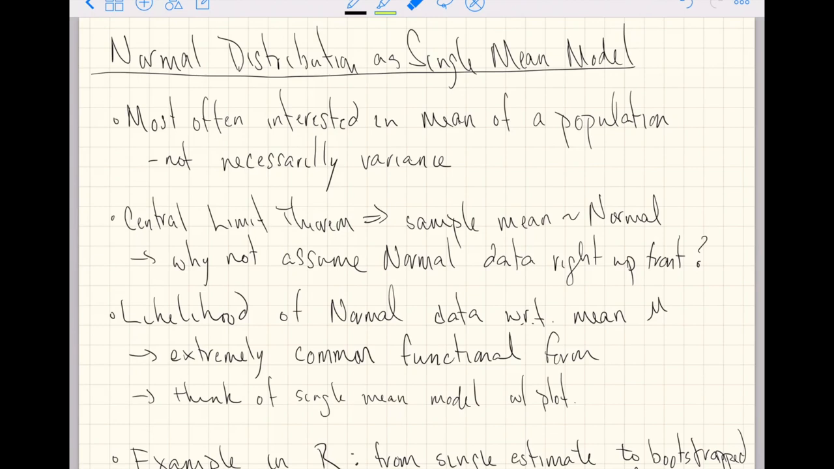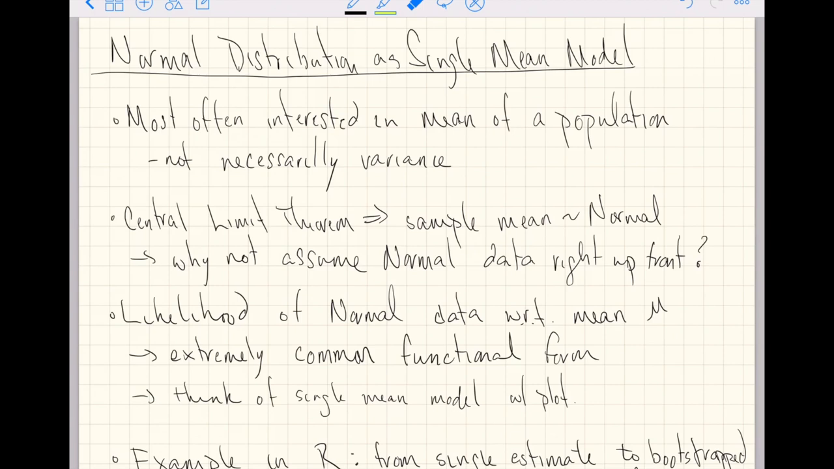We're going to dive into this by imagining that we are, like we have been in the past, interested in the mean of a population. Though I have taught us methods that allow us to estimate the variance, we're going to ignore estimating the variance right now. So we're going to say we're interested in the mean of a population, not necessarily the variance.